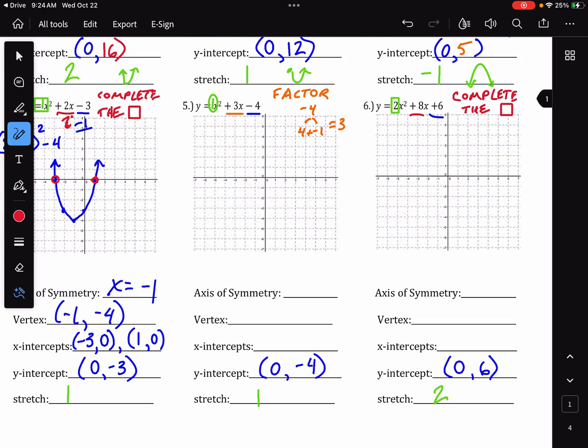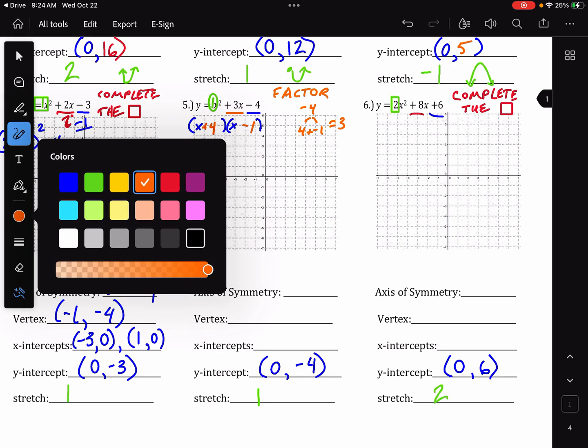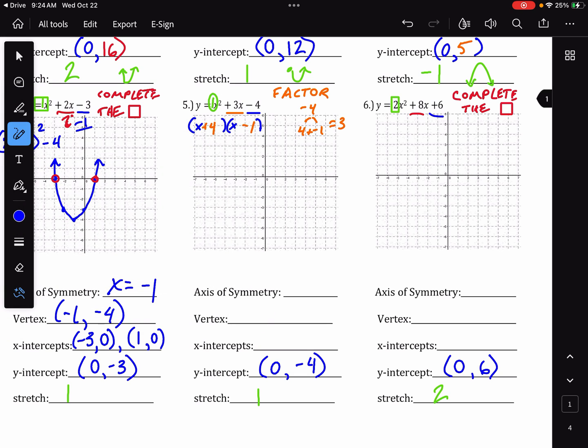5, I'm going to factor. I've already done a lot of the work here, but let's finish the factoring. So this puts this into this equation with our 2 sets of parentheses. We have a positive 4 and we have a negative 1. So now I'm in factored form. And again, remember anything inside of parentheses, think opposite. So our x-intercepts are at negative 4 and positive 1. Negative 4, 0, positive 1, 0. All right.